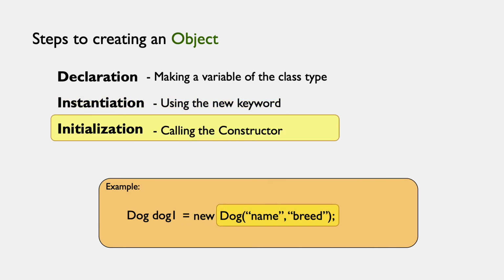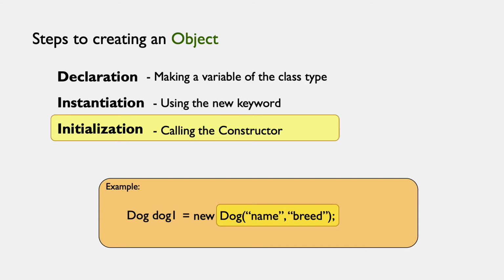And finally, we have initialization. That's calling the constructor and any parameters that are defined in the class. In our case, we have Dog, capital D, as the class is called, and we have two strings, one containing the word name and another containing the word breed.